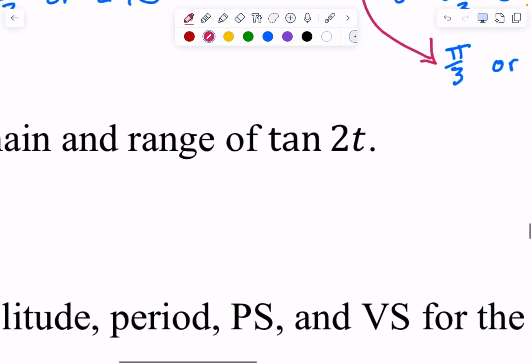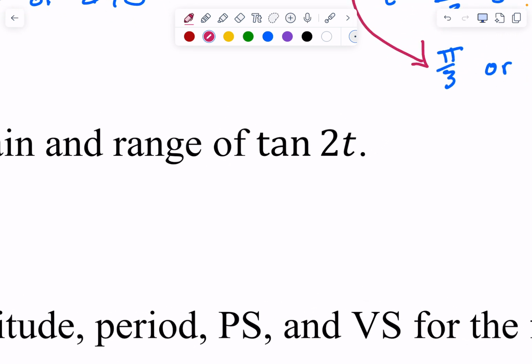Okay. State the domain and range of tangent of 2t. What does the 2 do? It makes it taller. Makes it wider. That's 2 tangent of t. What's the 2 do? Is the 2 an A, a B, a C, or a D? That's a B. B changes the period. What's the period of tangent already? 1 pi. Okay, so how do I find the new period?